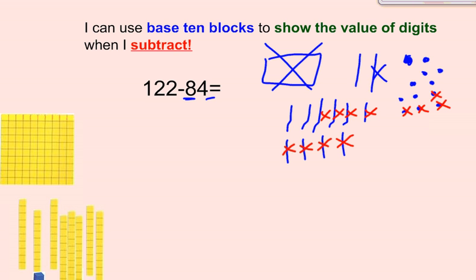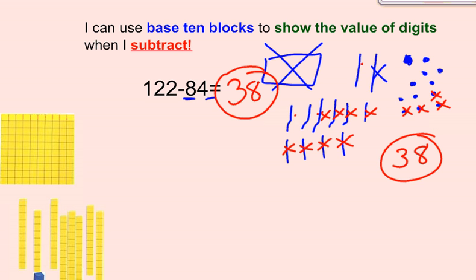They're going to look to see what they have left over for their difference. They have 1, 2, 3, 4, 5, 6, 7, 8 1s. 8 1s, and then they have 10, 20, and 30 left over. So their difference is 38.